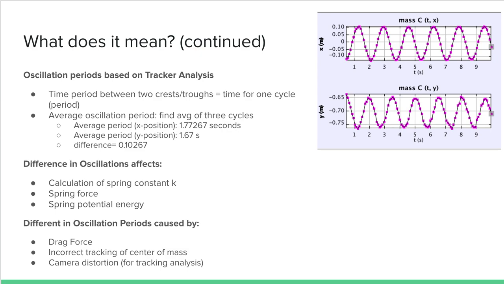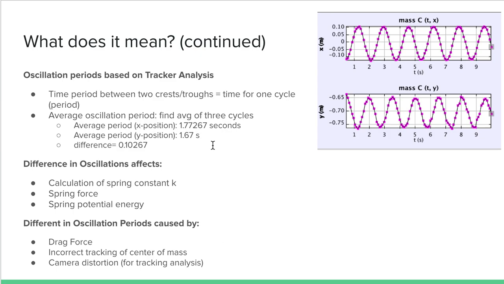So this is based on the Tracker analysis of the y position and x position. The time period between two crests or troughs is basically the period. So the average oscillation period was found for the x and y position. Here's the x position and here's the y position, and the difference between those two is equal to 0.10267 seconds. So this difference in oscillation affects the calculation of the spring constant, the spring force, and spring potential energy.